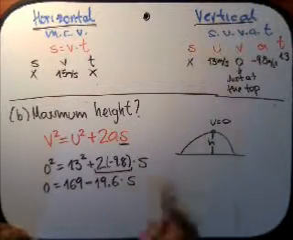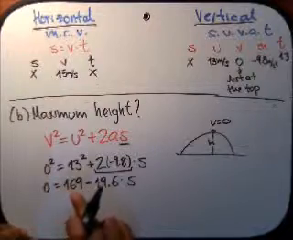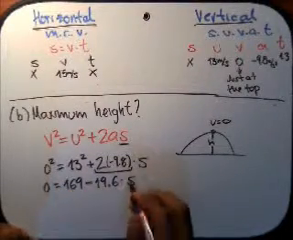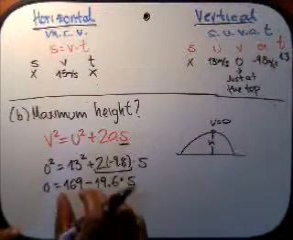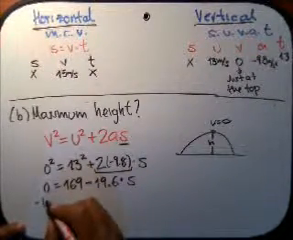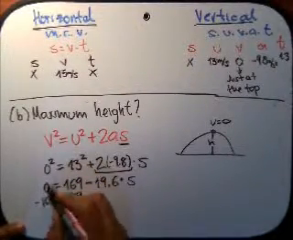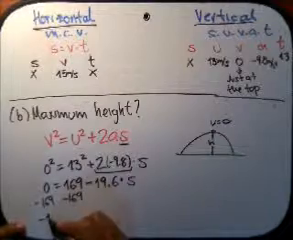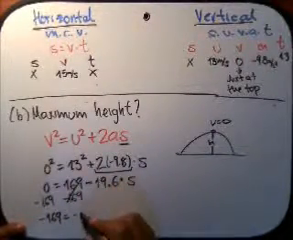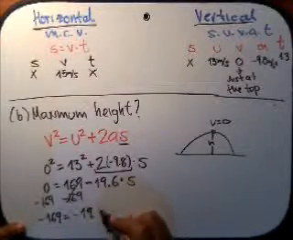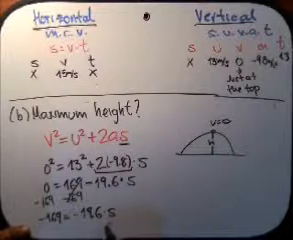So here again, I cannot do this operation 169 minus 19.6 because there's a multiplication here. So I need to first get rid of this. So I'm going to subtract 169 here and 169 here. 0 minus 169 is negative 169. These two will cancel. This is equal to negative 19.6 times s.